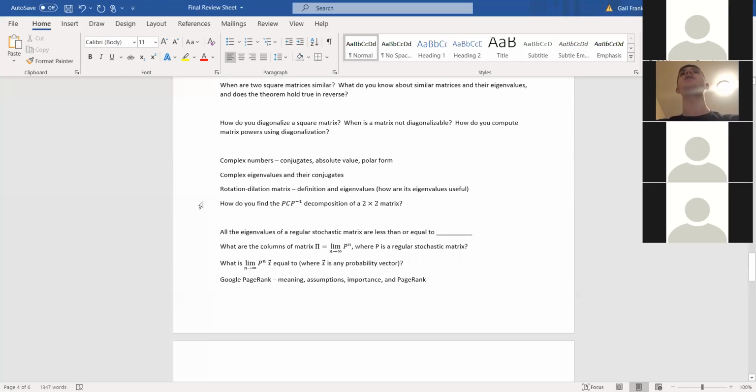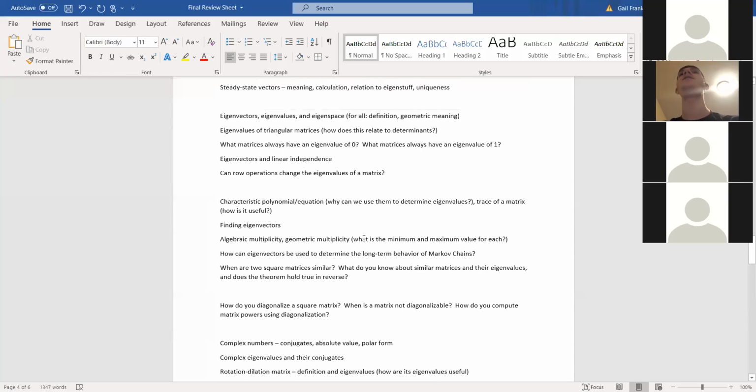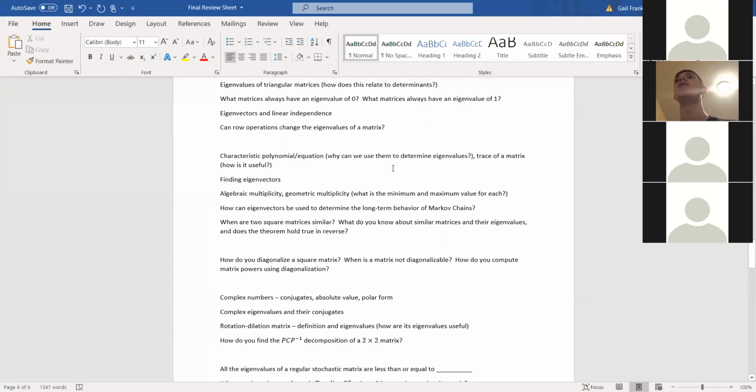So next, complex numbers. Make sure you know what a conjugate is. Like the conjugate of A plus BI, or wait, before I get on to that, any questions on eigen stuff or Markov chains?